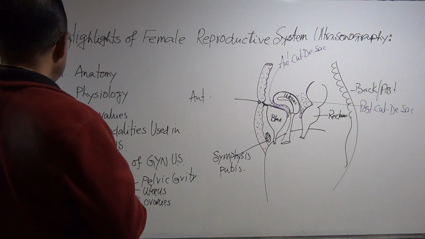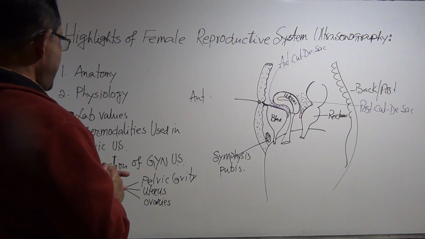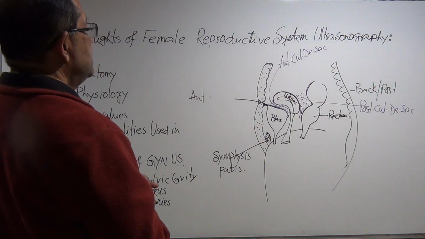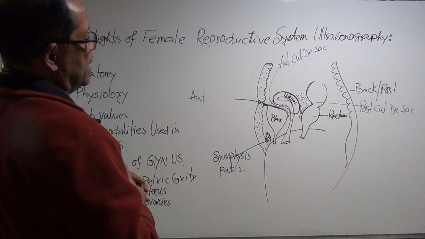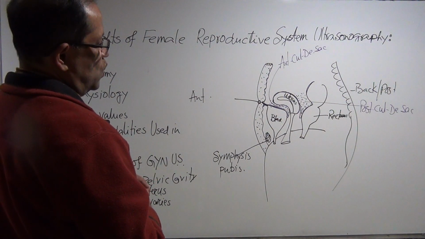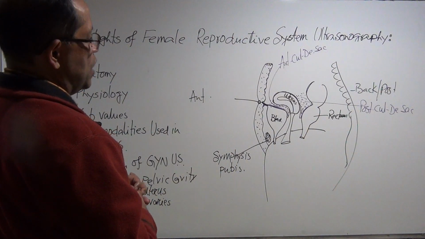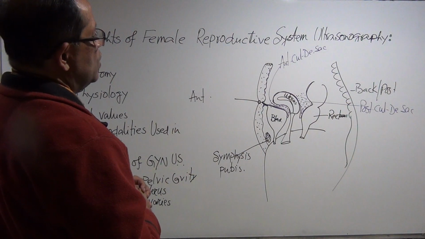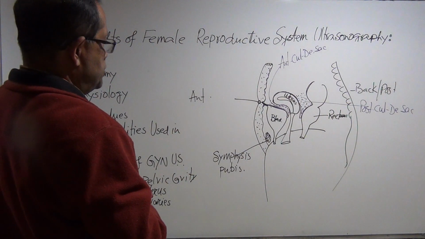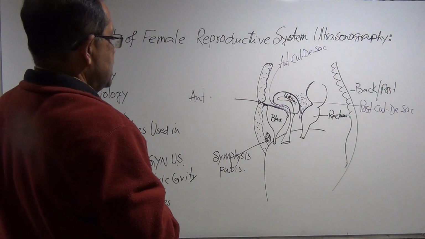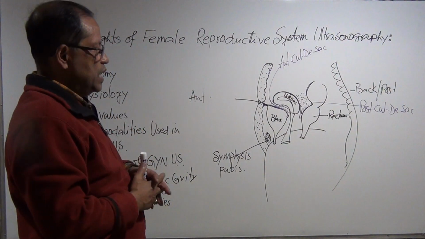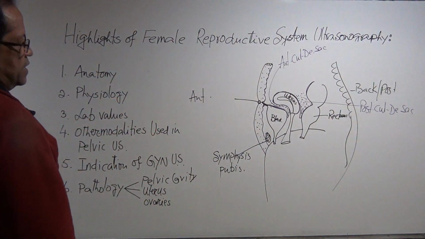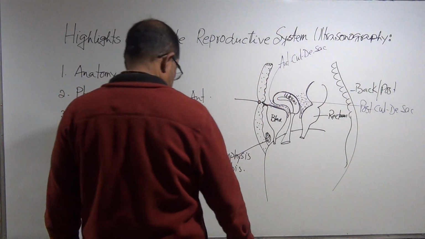Now I will draw another diagram of the internal reproductive system in conjunction with the ovary, round ligament, ovarian ligament, and also with the fallopian tube. That's actually how it looks with the broad ligament. Okay, I will draw that diagram. Okay, remember this diagram too.